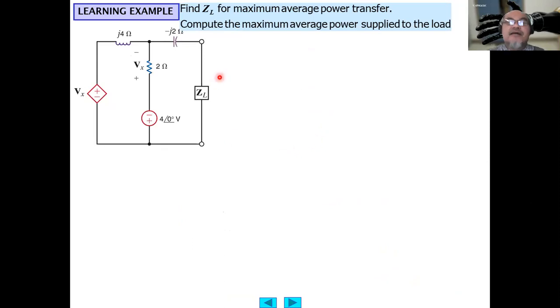Okay. Let's give another example here, now with a dependent voltage source.